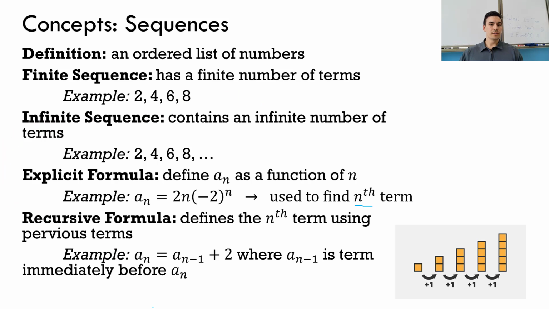And we also have recursive formulas where we're going to define the nth term using previous terms. That's important. When we're working with explicit formulas, I don't need the 99th term to find the 100th term. I can just plug in 100 for n, and I find the 100th term. However, for recursive formulas, we do need the previous term in order to find the term of interest, or the nth term. So there's an example of that.